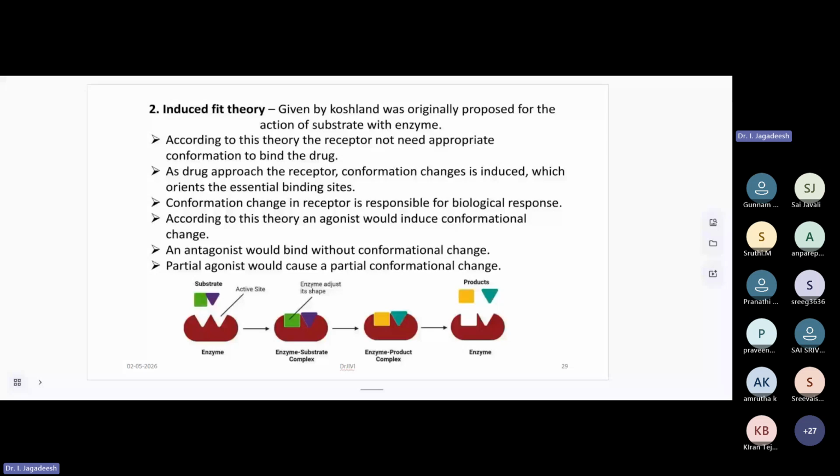It will cause an induced fit. It was given by Koshland, originally proposed for the action of the substrate with the enzyme. Then it was extended to the ligand and the receptor. According to this theory, the receptor does not need to be in an appropriate conformation to bind the drug. No need to have the exact shape of the receptor. It is not required. This is the point where you will lose confidence with the card.